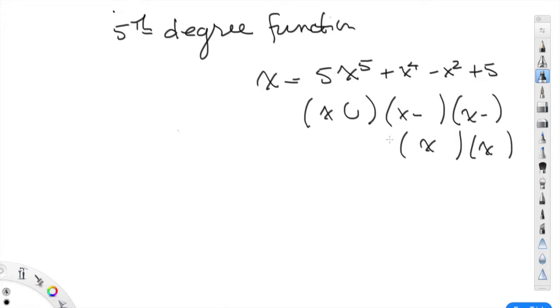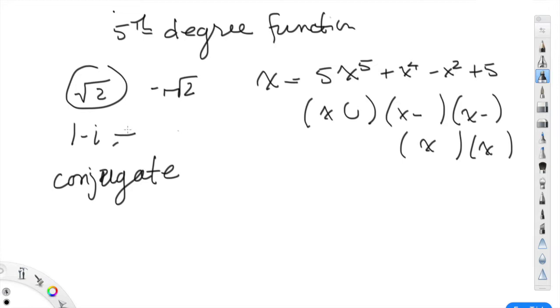Part of the fundamental theorem of algebra says that if a root is an irrational number like root 2, then the conjugate of this will also be a root. The conjugate of root 2 is negative root 2. If the root is a complex number like 1 minus i, then the conjugate of this will also be a root: 1 plus i. I'll show you an example of this.